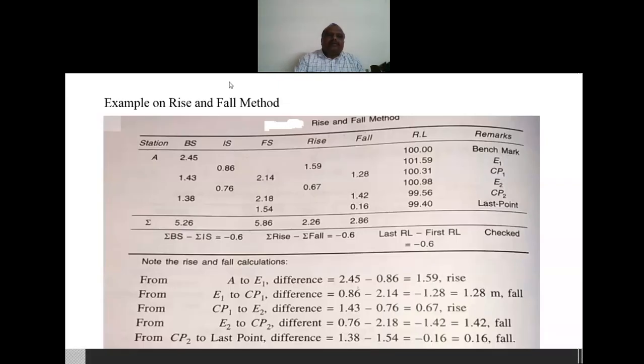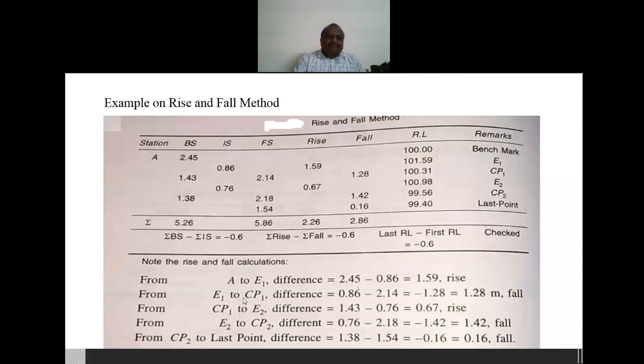Example for the rise and fall method. So here a total of 9 columns will arise in the rise and fall method. The first column is the same, that is station, then the second columns are backsight, intermediate sight, foresight. Instead of writing height of instrument, here you should write rise and fall. Total 9 columns are in the rise and fall method format.